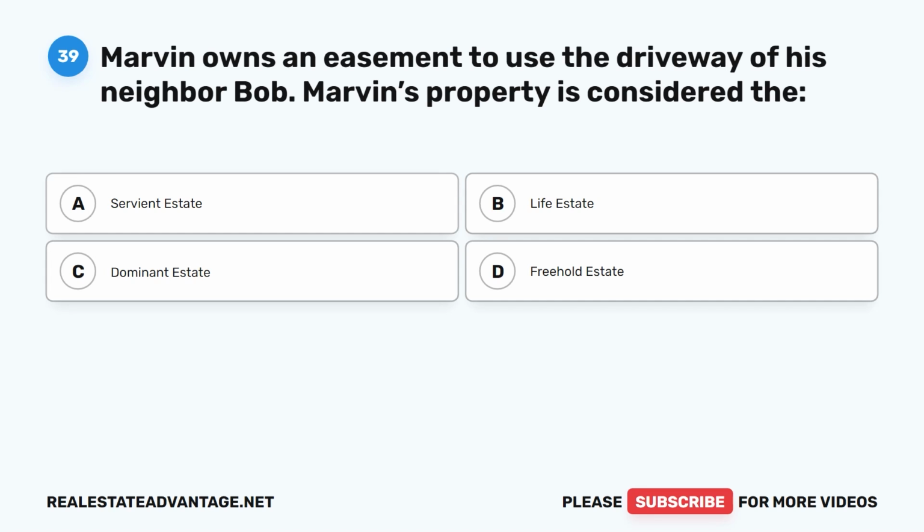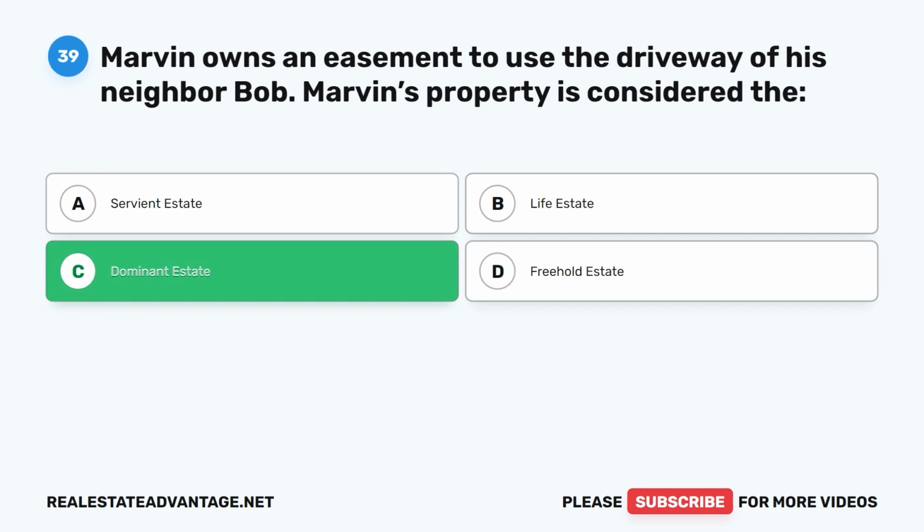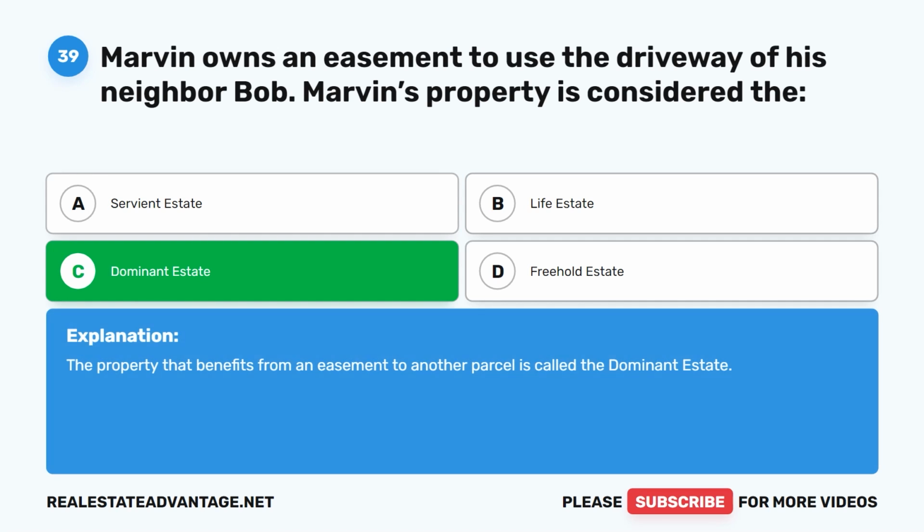Marvin's property is considered the A. Servient estate, B. Life estate, C. Dominant estate, D. Freehold estate. The correct answer is C. Dominant estate. The property that benefits from an easement to another parcel is called the dominant estate.